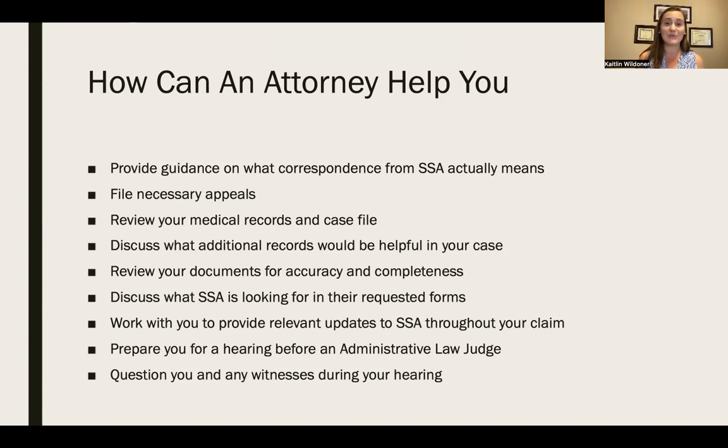As I mentioned, medical records are critical. So having somebody on your team helping with your disability case who understands what the agency is looking for, who can look at your medical records and see, okay, do we have a gap? And a better question, do you have the resources to address that gap?